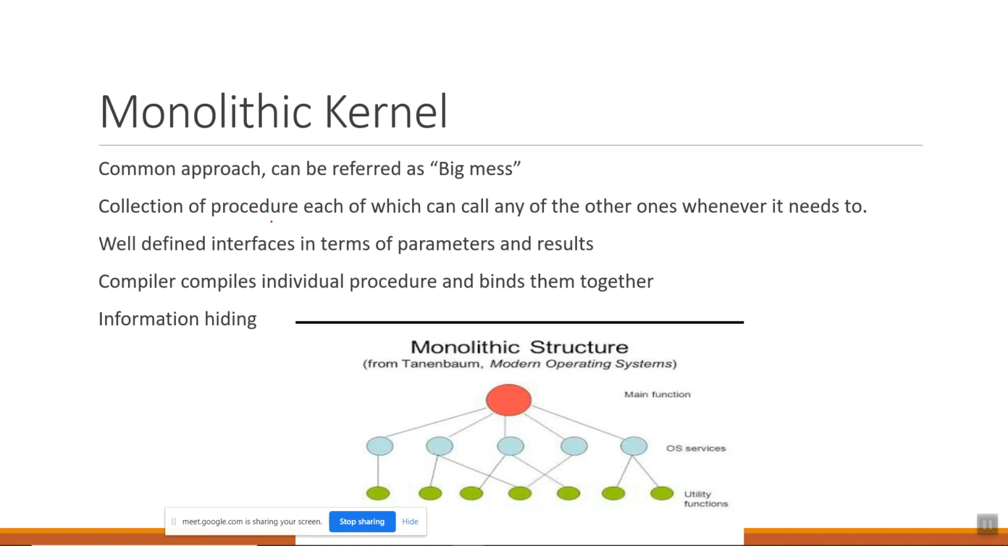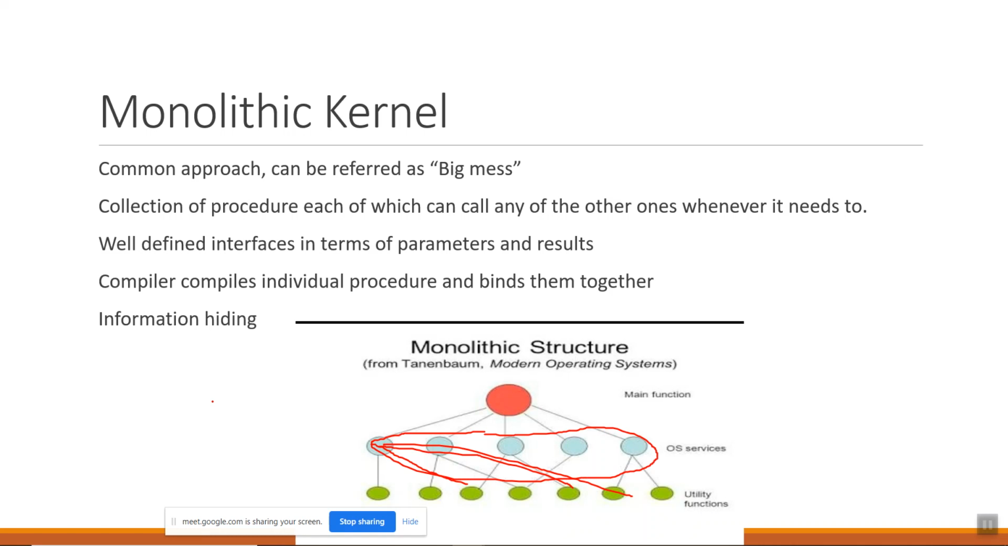Then the next point is about the collection of procedures, each of which can call any one of the other ones, and whenever it needs, anyone can call any kind of function. This function can call this one, this one can call this one, depending on the needs. So this is nothing but the monolithic kernel, and it has well-defined interfaces in terms of procedures and parameters. Then the compiler is going to compile all the services or procedures and bind them, and whenever needed they are going to be called.